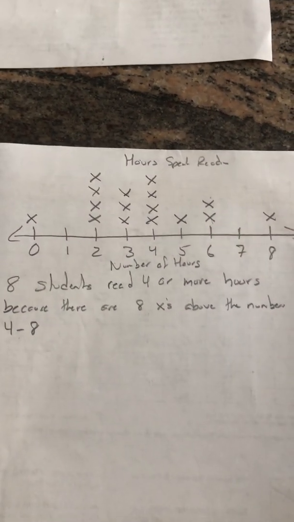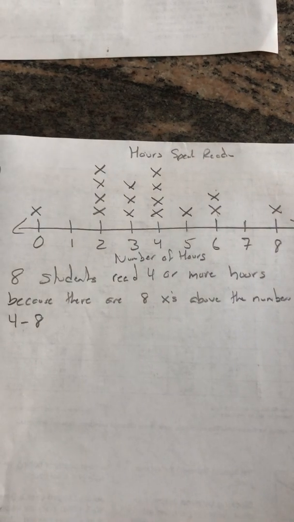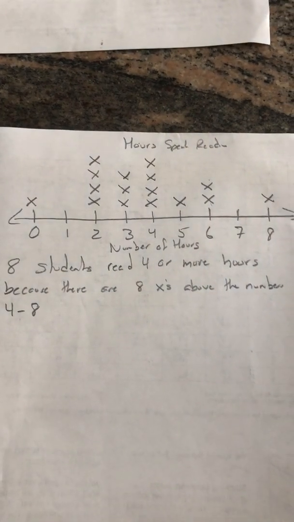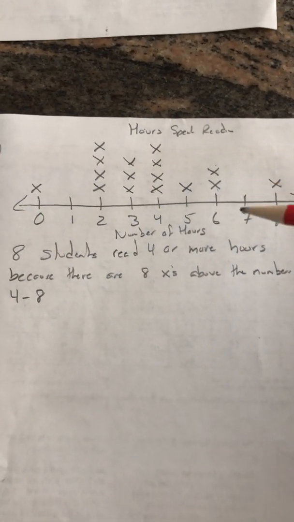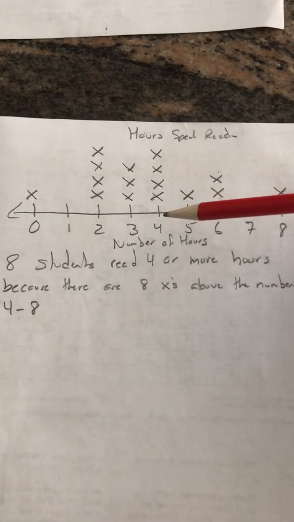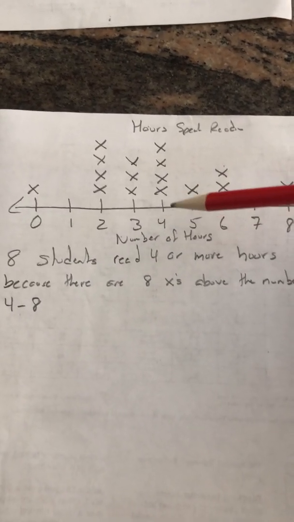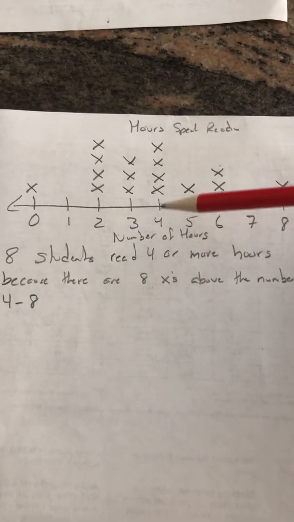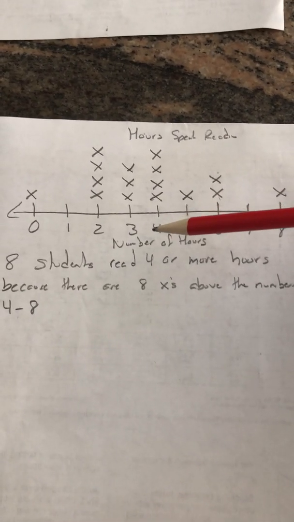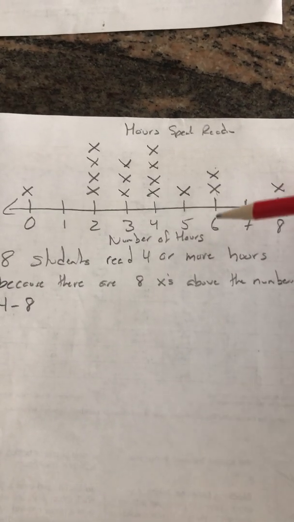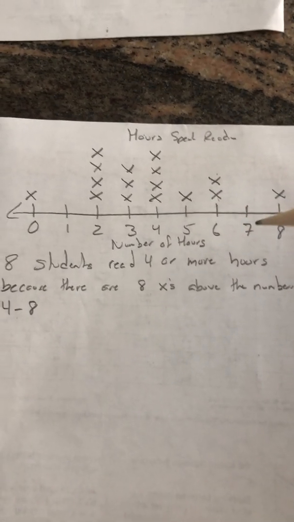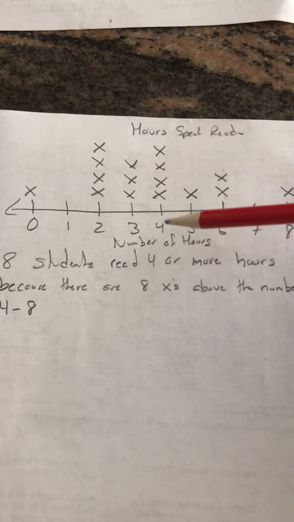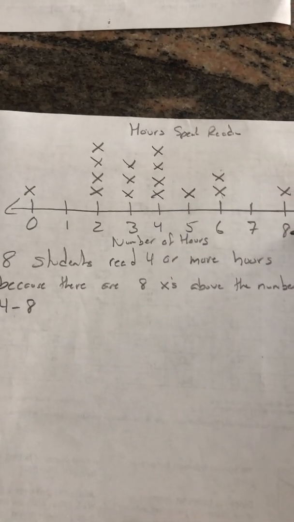Now, part B asks, how many of Mrs. Smith's students read 4 or more hours over the weekend? So in this case, when we hear 4 or more, I'm looking for 4 and everything above it. And we're going to make sure that we're including that 4 in this. If it said just greater than 4, then we'd only care about 5, 6, 7, and 8. But since it's saying 4 or more, we want to look at the numbers 4 through 8.